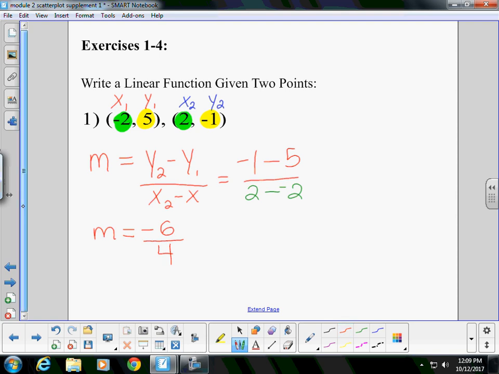Now that fraction reduces down to -3 over 2. Okay, so that's how we find our slope, our m. Now we need to find the b.